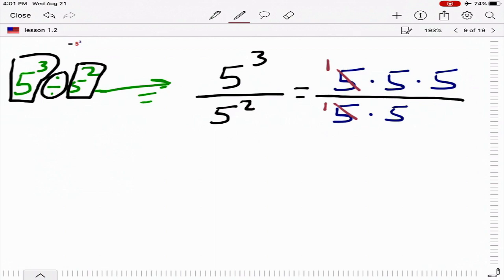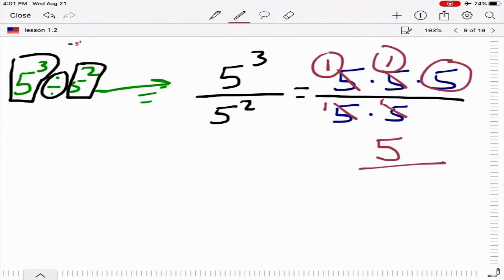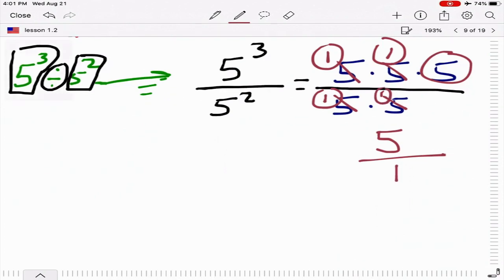The only reason why I like to do that is because sometimes you run out of numbers, so you can't just leave it blank. You got to know that there's something there, which is a 1. So for now, let's just put a 1 there. Same thing here. 5, 5, they cross out and they become 1s. And then there's a 5 left over. Now I'll solve. 1 times 5 is 5, and 1 times 1 is just 1. And 5 over 1 is simply just 5.